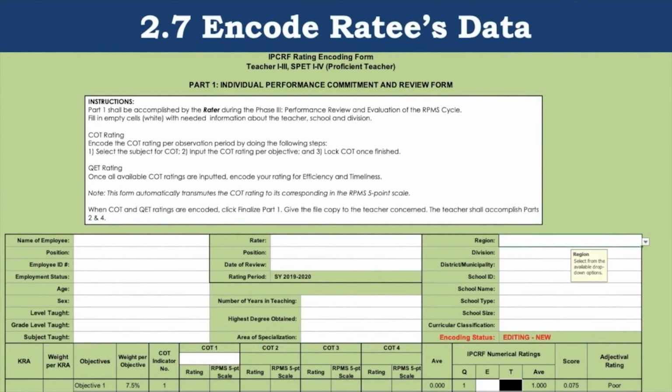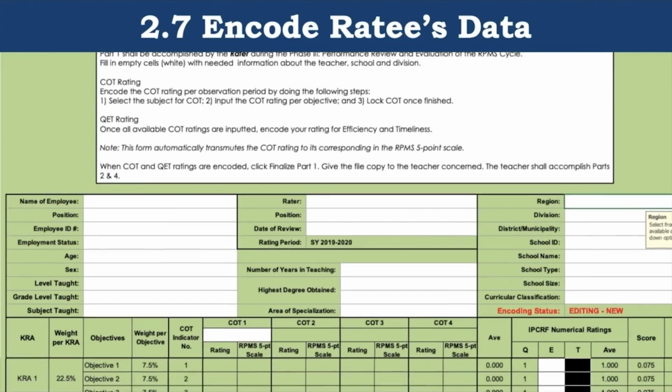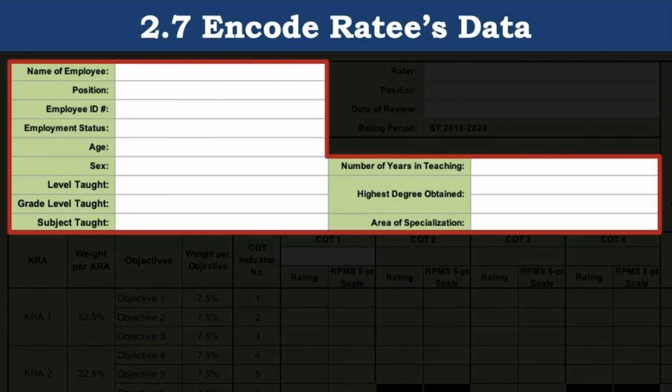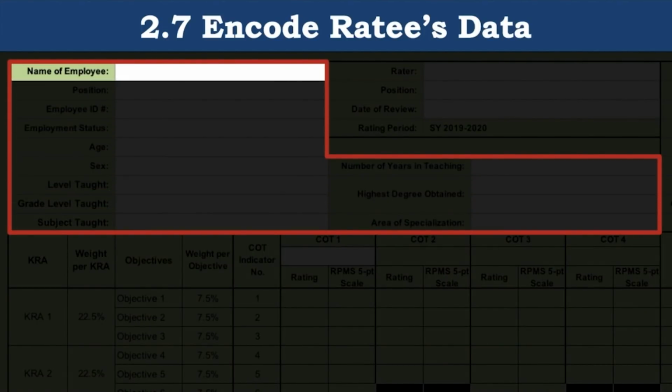Now, don't forget to enable editing and enable macros for this step. You need to do that every time you open the IPCRF tool. Now let's proceed to the next step, encoding the ratee's data. Here are the fields that you need to accomplish. There are several fields. Let's begin with the name of the employee. Again, we recommend you use the format that you used for the rater field: last name, comma, first name, and then middle initial.